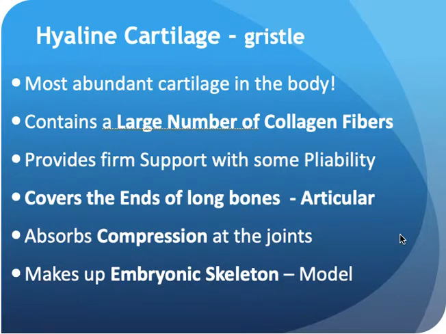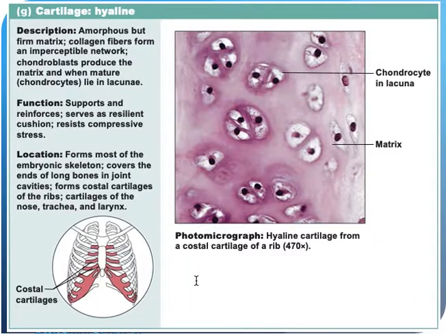So it absorbs compression at the joints and makes up our embryonic skeleton. We're going to come back to that too in the bone chapter, where we look at how we make this cartilage model, and then we turn everything into bone. Hyaline cartilage is what we're going to use to make this cartilage model. And this one has a really cool photo. It looks exactly like this under the microscope. This is the one that, when I see this, I know, okay, this is my hyaline cartilage.